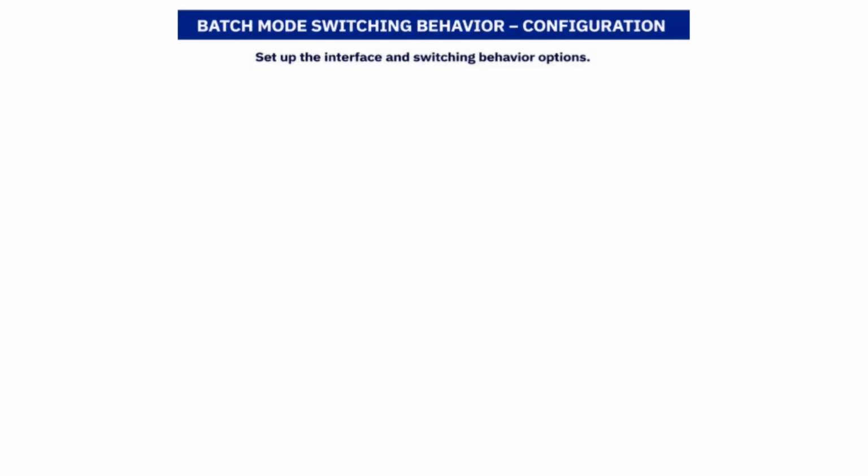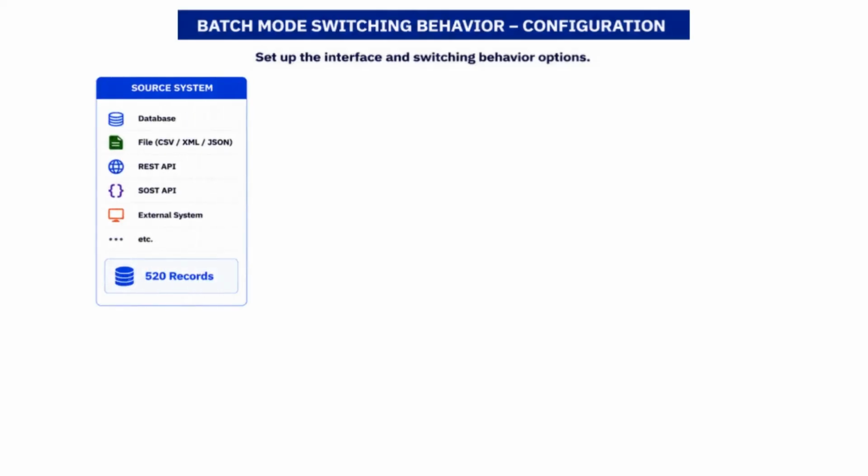Diagram 1. Batch mode switching behavior configuration. Start from Step 1, Source System. The process starts from the source system. The source can be a database, CSV, XML or JSON file, REST API, SOAP API, SAP, ERP, or any other external system. In this example, the source system sends 520 records to the SKYVVA integration for processing.